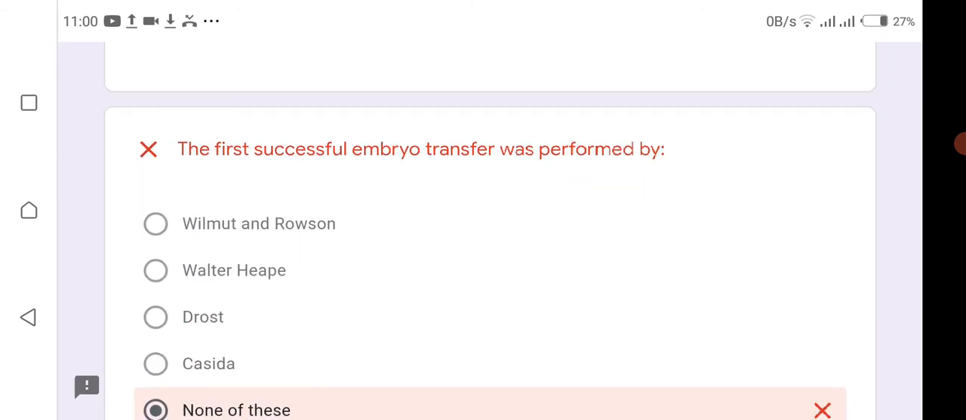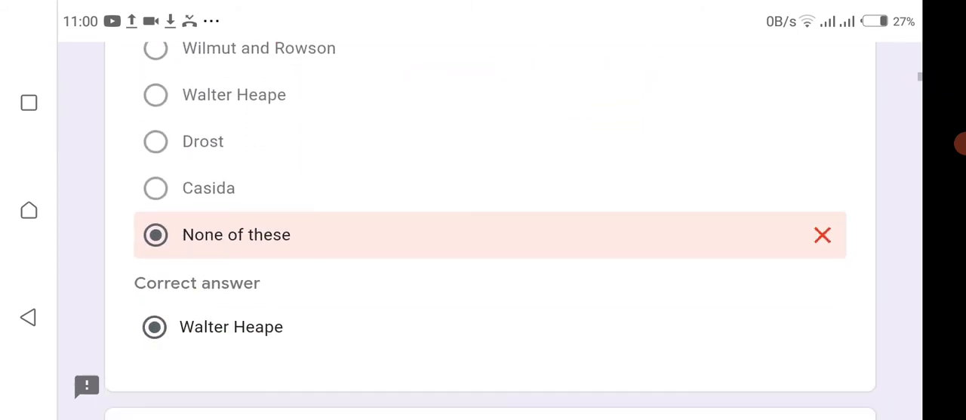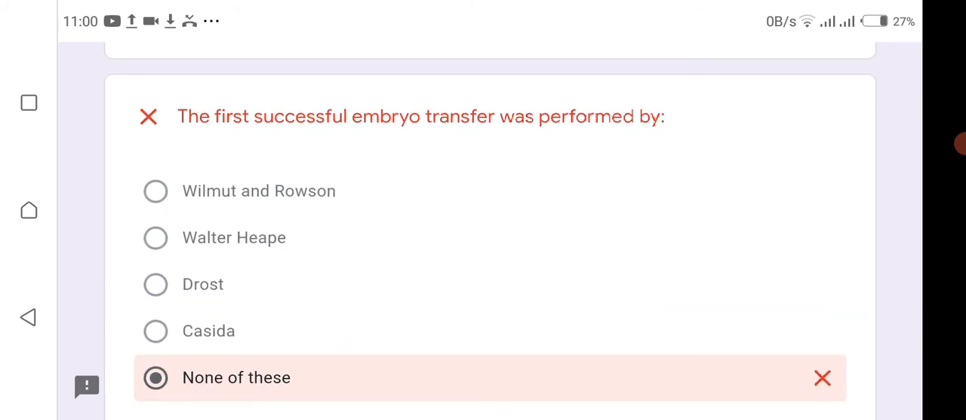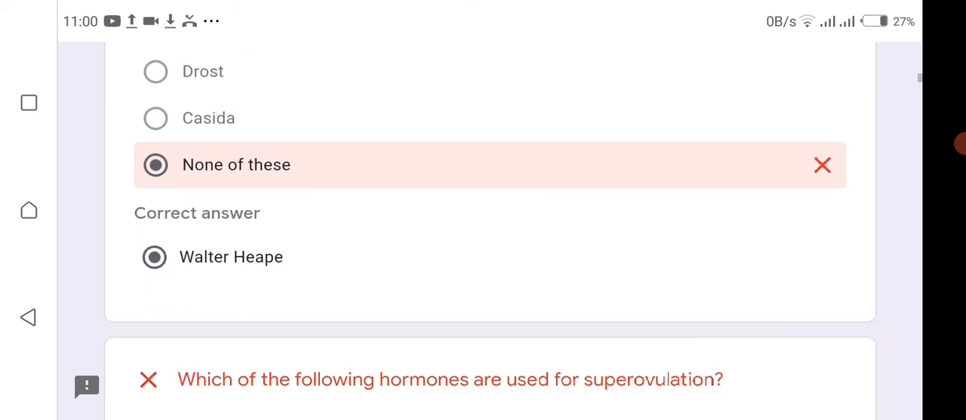The first successful embryo transfer was performed by Walter Heap. Walter Heap performed the first successful embryo transfer, and the first successful artificial insemination was in 1951.